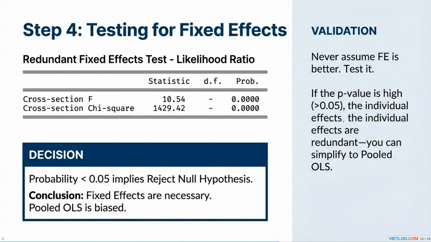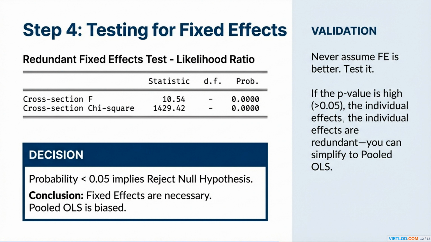We look at the prob values for both the cross-section F statistic and the cross-section chi-square. In this case, both are 0.0000. As highlighted in the decision section, a probability value less than 0.05 leads us to reject the null hypothesis. Our p-values are indeed 0.0000, which is significantly less than 0.05. Therefore, we conclude that fixed effects are necessary and pooled OLS would be biased.